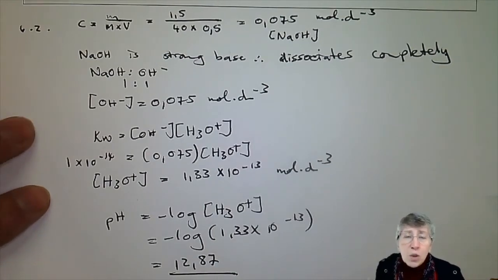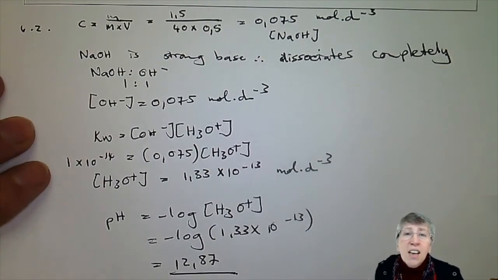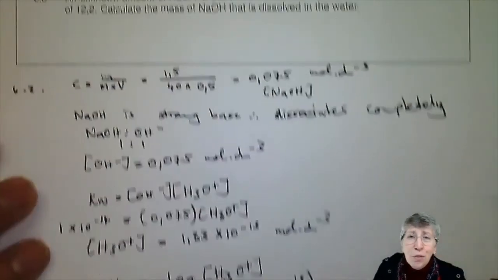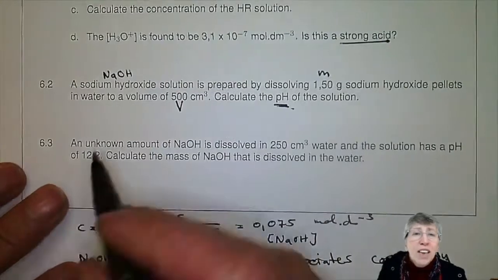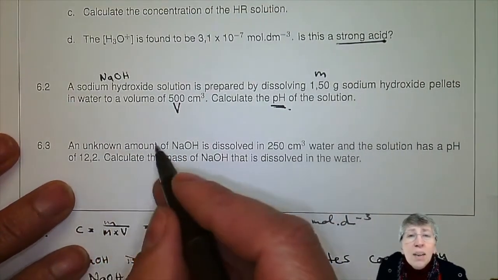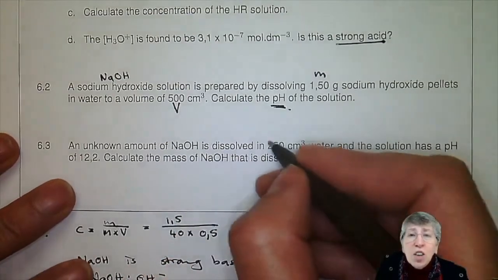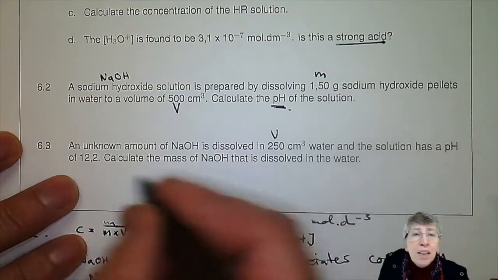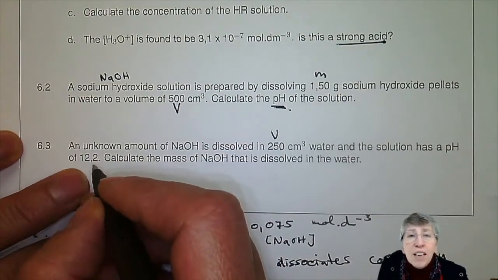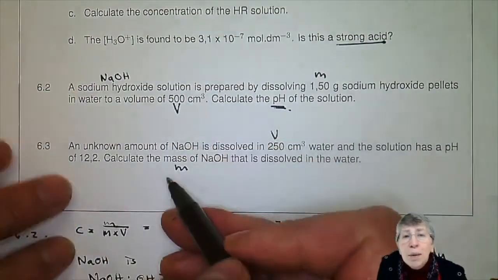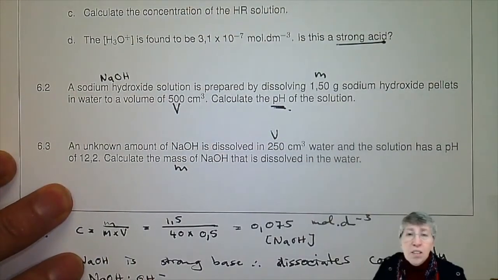Let's look at the next one. Now the next one is the other way around. I'll talk about pH soon, pOH soon, for guys who are going to try to use that. Right, next one, they ask us an unknown amount of NaOH is dissolved in, so give us a volume, and the solution has a pH of that, so they give us pH. And then they ask calculate the mass. So we are actually doing what we do here, but we're doing it the other way around.